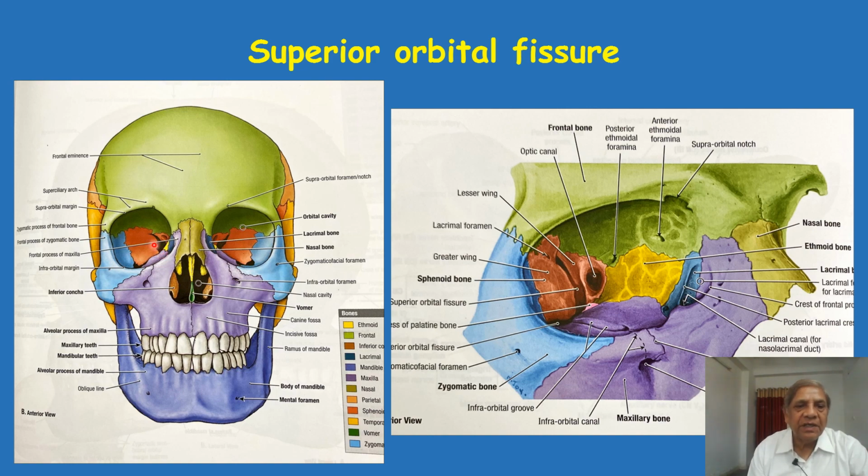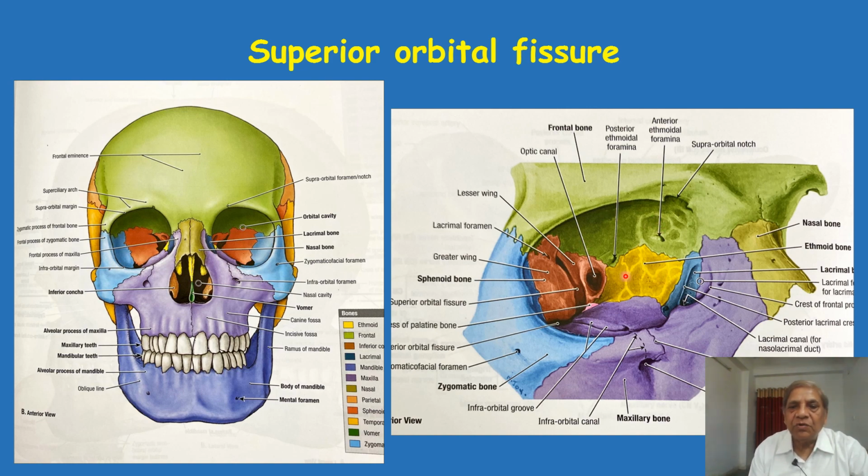Since this fissure and its boundary are not properly seen from this view, we will tilt this right orbit to see the boundaries of the superior orbital fissure, the inferior orbital fissure, the optic canal, and how the boundaries are formed by various bones. Now see in the second diagram, this is the frontal bone which is forming the roof, where my pointer is moving.